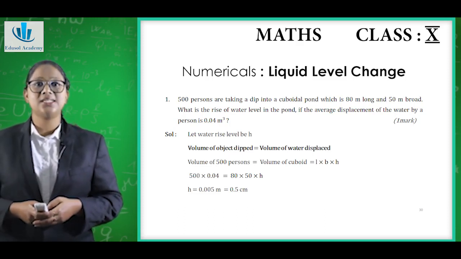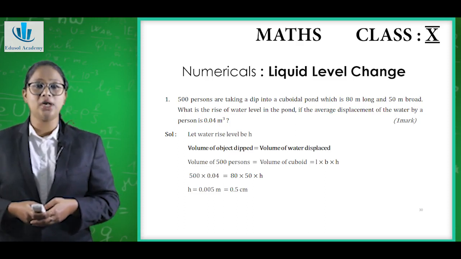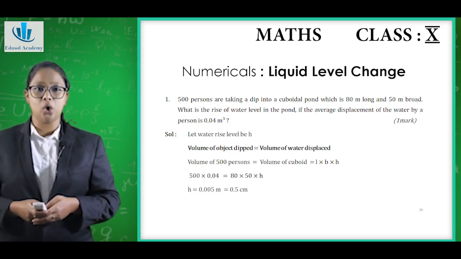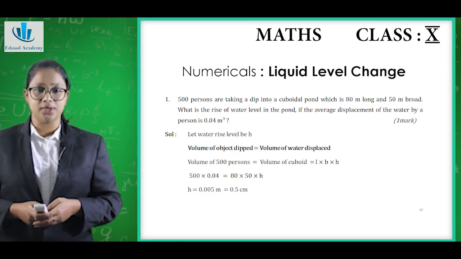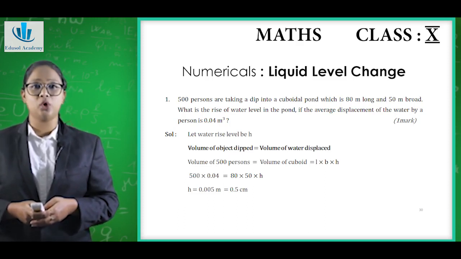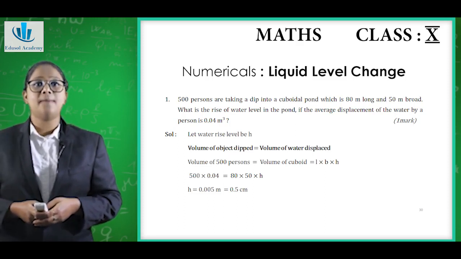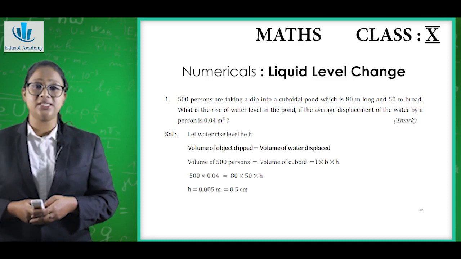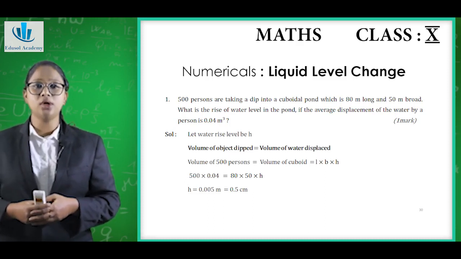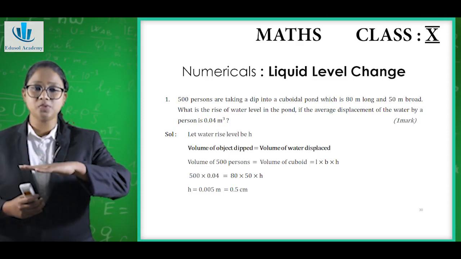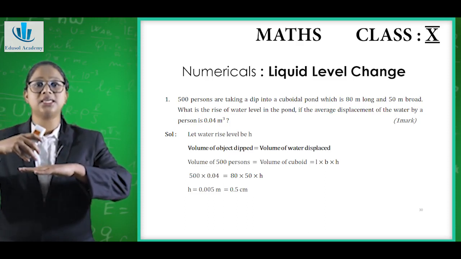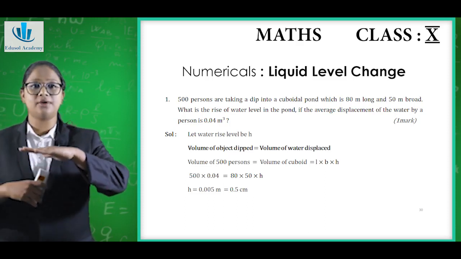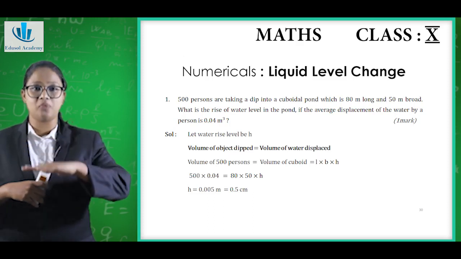500 persons are taking a dip into a cuboidal pond which is 80 meter long and 50 meter broad. What is the rise of the water level in the pond if the average displacement of the water by one person is 0.04 meter cube? So let the water level rise be h. Why? Because let the pond be of water level this much, and after 500 persons taking a dip into the pond, let the water level rise by this much. So this gap is what we have to find.